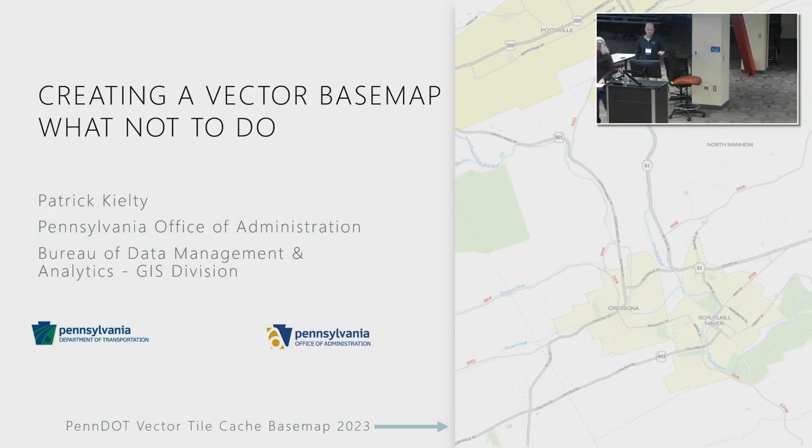So just a quick introduction. Patrick is an IT administrator for the Bureau of Data Management and Analytics, GIS division. He has over 20 years experience in GIS, which includes work at the Pennsylvania Department of Transportation and the United States Navy. Currently, Patrick supports the spatial infrastructure and architecture for PennDOT, PEMA, and DCED. His areas of focus include ArcGIS Enterprise, ArcGIS Online, and Microsoft Azure. Patrick, it's all yours.